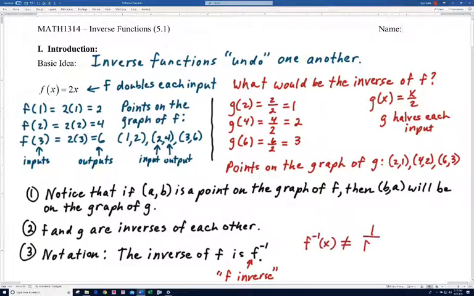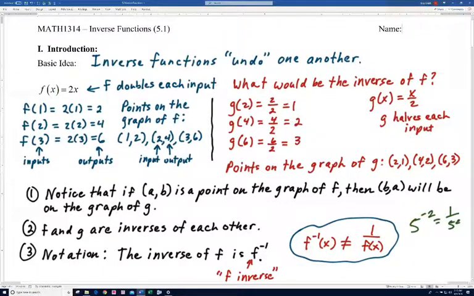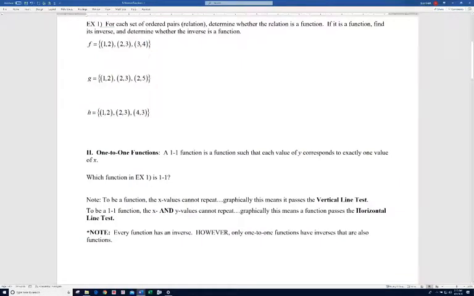So notice f inverse does not equal 1 over f of x. Just like if you had 5 to the -2, that would be 1 over 5 squared. That's not what we have going on here. So this is not an exponent, it's just a notation to represent the inverse. All right, let's move on to the next slide.